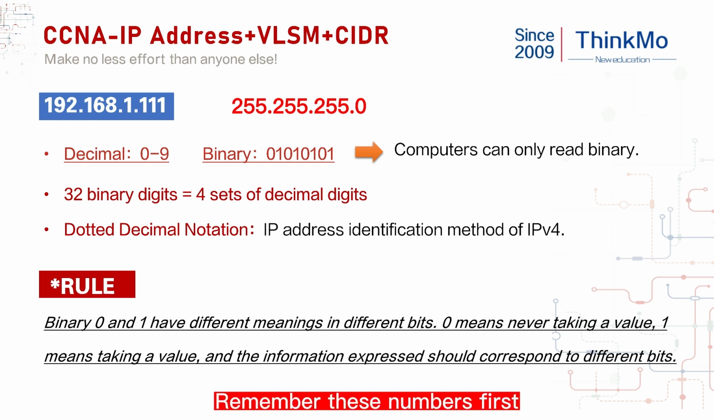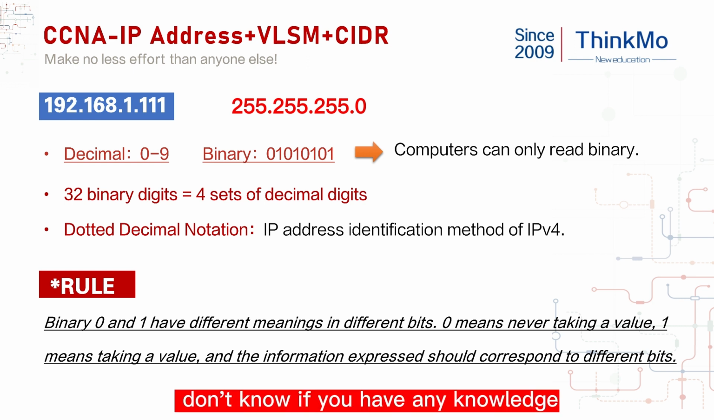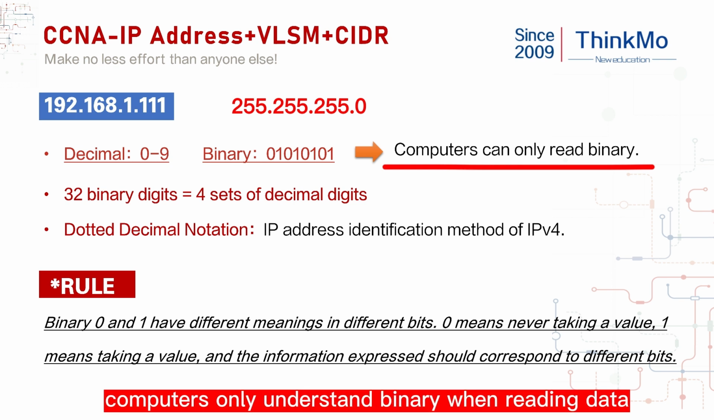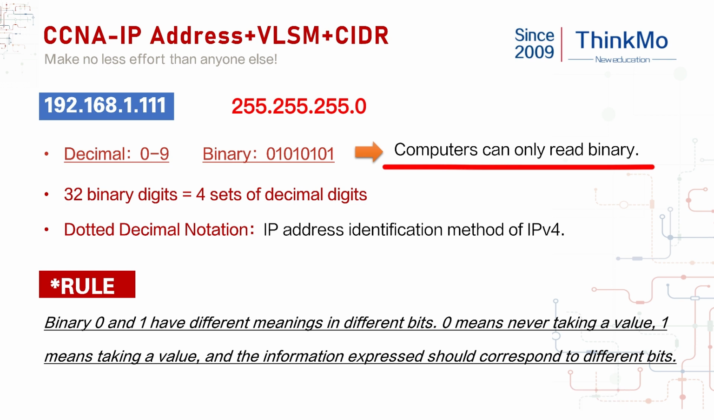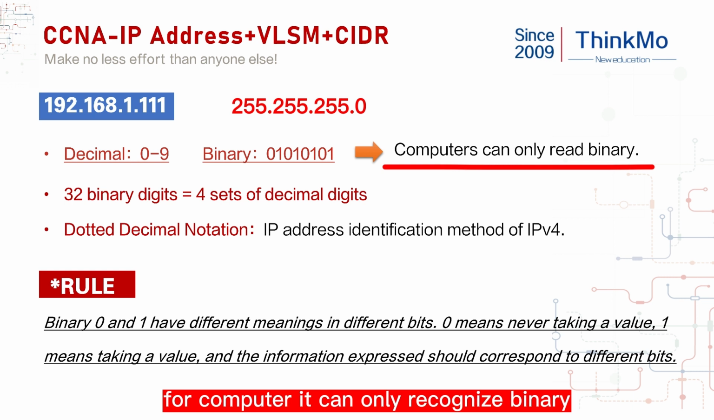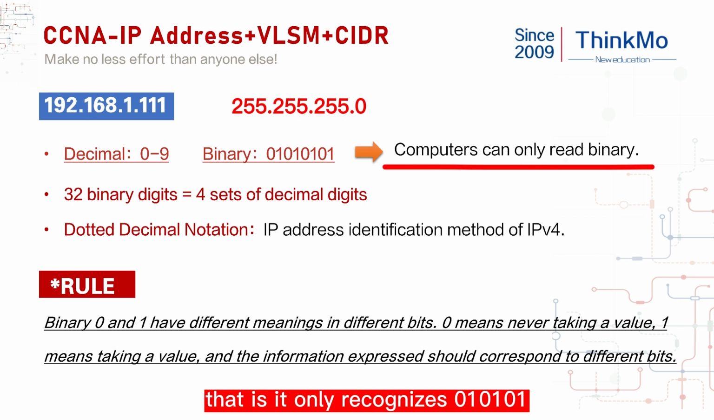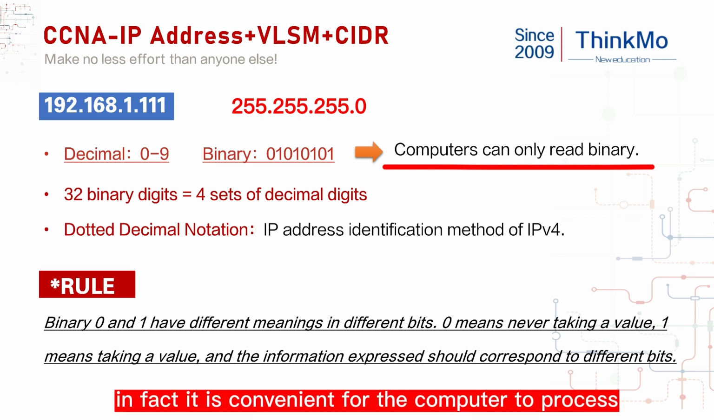Remember these numbers first. I don't know if you have any knowledge about the encoding format of the computer before. Computers only understand binary when reading data. For the computer, it can only recognize binary, that is, it only recognizes 010101. For example, 192.168.1.1, it doesn't know these dots. Binary is in fact convenient for the computer to process.